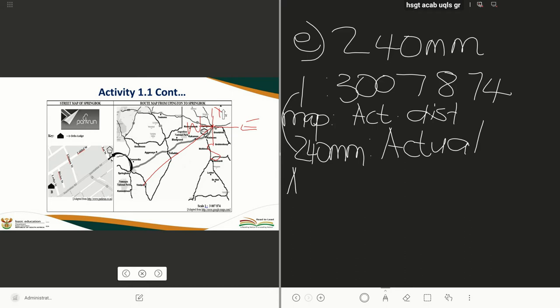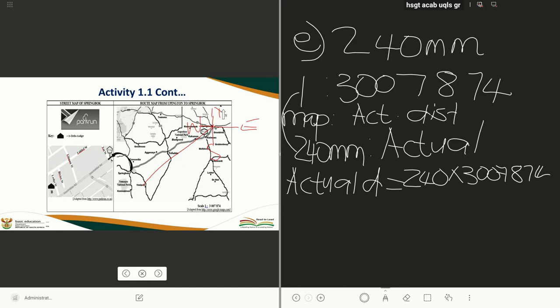So to get my actual distance, I'm going to say my actual distance is equal to the 240 multiplied by 3,007,874. This is a big number. You cannot just do this sum in your head. So you need your best friend again, your calculator. You say 240 multiplied by 3,007,874. And then please be careful, guys, because we are working with a big number. Check and make sure that you've punched in all the digits correctly. And then we have a big number. It is 721,889,760. But remember, this is in millimeters.